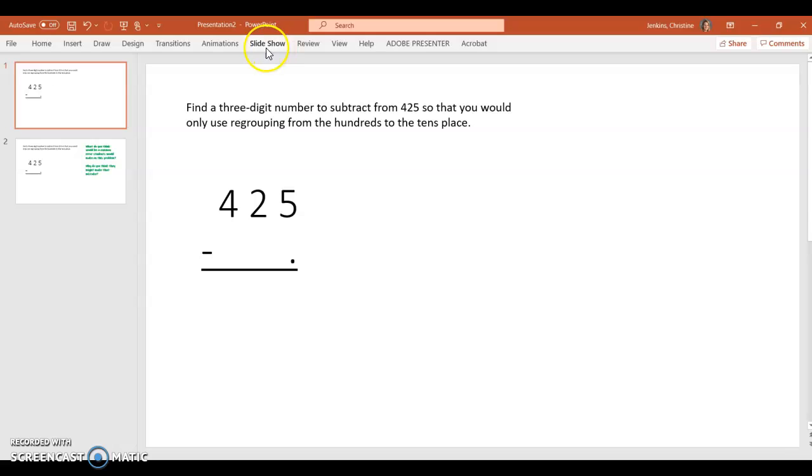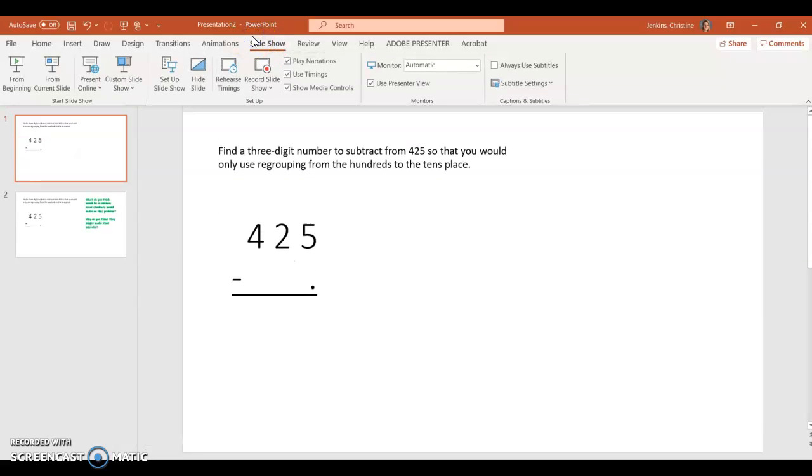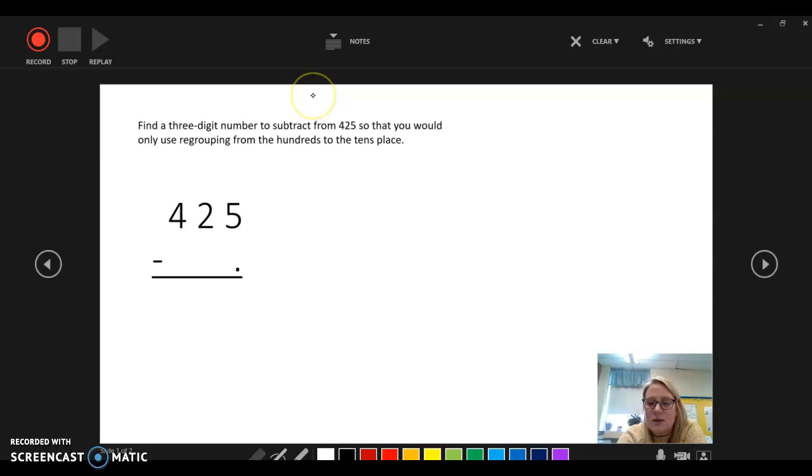On this first slide, what I want you to do is work with your partner and come up with an answer. And then you're going to go up to slideshow. And I want you to select to record the slideshow, and you're going to record it from the current slide. And so you can see my screen, okay? My popped up in the bottom corner, okay?